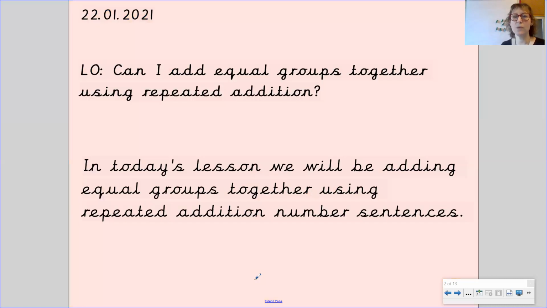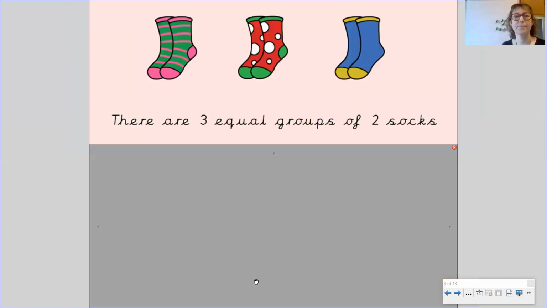So today, we're going to look at equal groups, just like we did yesterday. And we're going to look at writing the number sentences, the addition sentences. So we've got 3 pairs of socks here. We've got 2 socks in this pair, 2 socks in this pair, and 2 socks in this pair. So we've got 3 groups, 1 group, 2 groups, 3 groups, and there are 2 socks in each group. So say it with me, there are 3 equal groups of 2 socks.